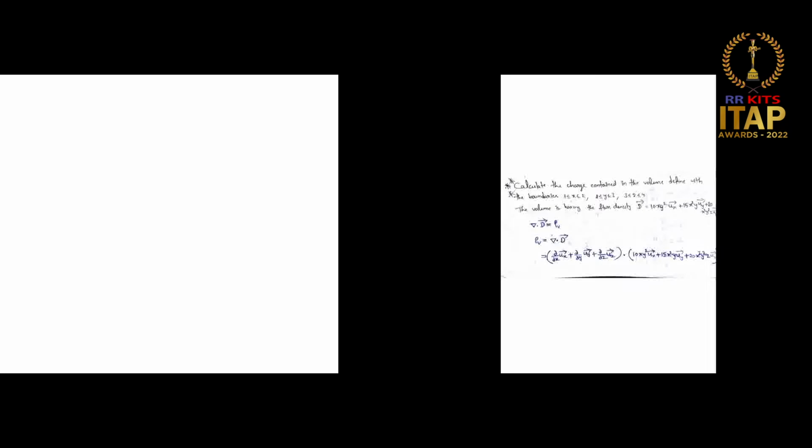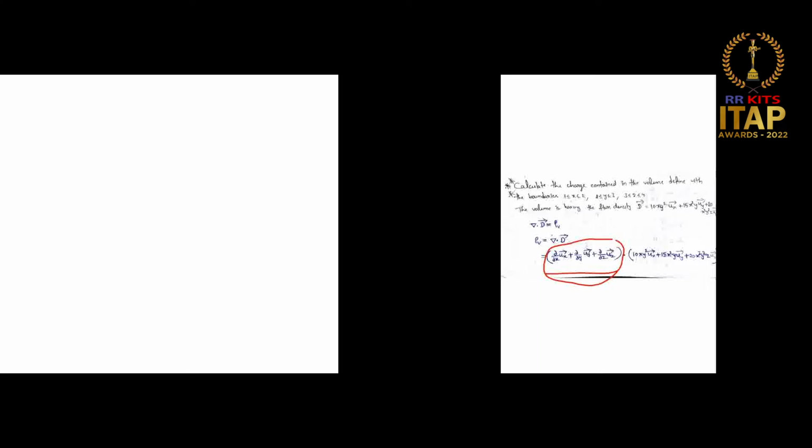This vector differential operator del can be given for the Cartesian system, the cylindrical coordinate system, or the spherical coordinate system. Our task is to use del for the Cartesian system. So del in the Cartesian system is given as del equal to dou by dou x ux bar plus dou by dou y uy bar plus dou by dou z uz bar. This is the del operator in the Cartesian coordinate system. And we can have del dot D bar.